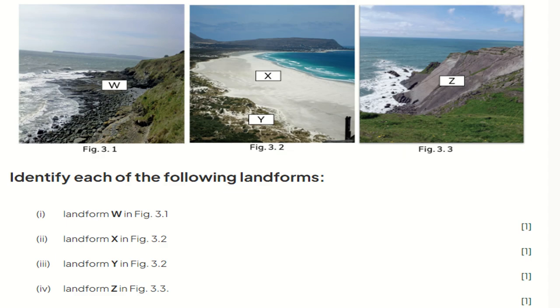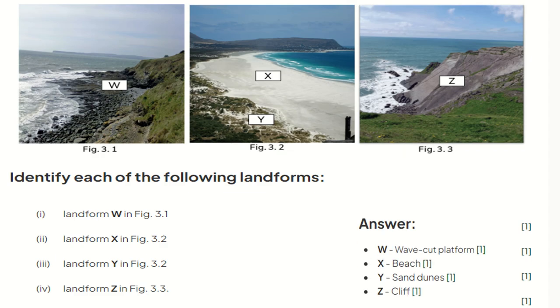So we have W, a wave cut platform. We have X, which is a beach. We have Y, which is a sand dune. And finally, Z is a cliff that has shown some evidence of some sort of mass movement, potentially rockfall at the bottom of the cliff, isn't there? Maybe a little bit of sliding and mud flow as well.